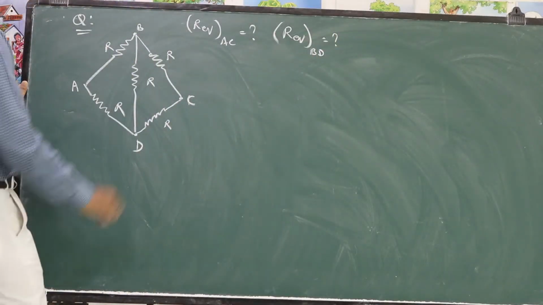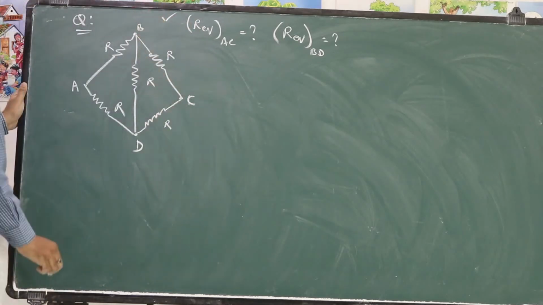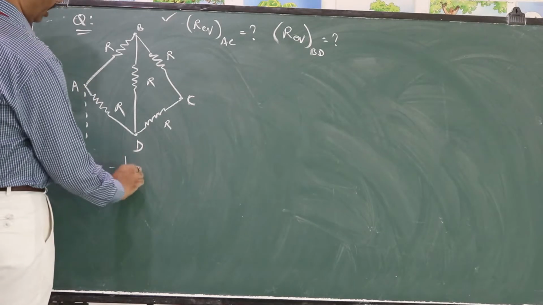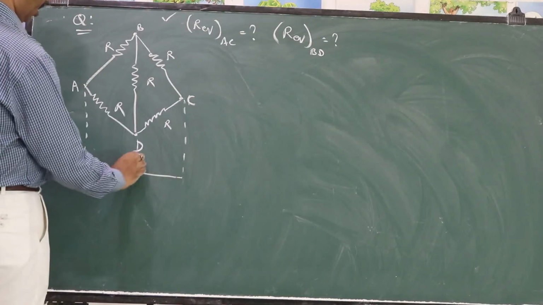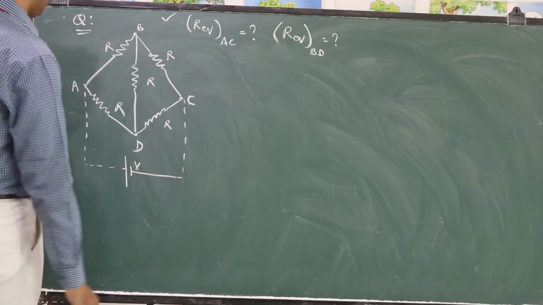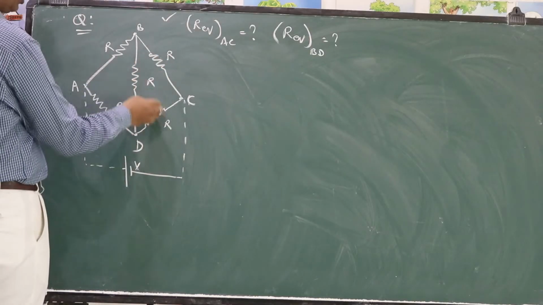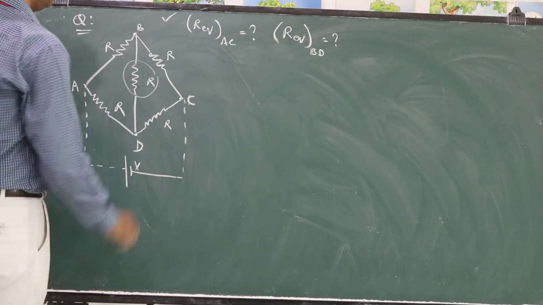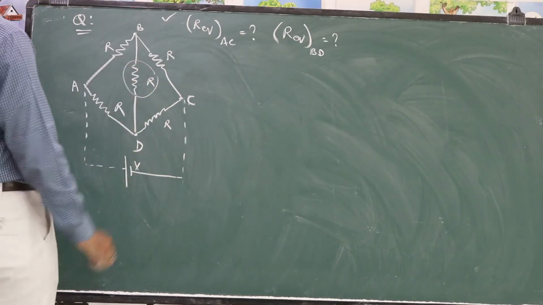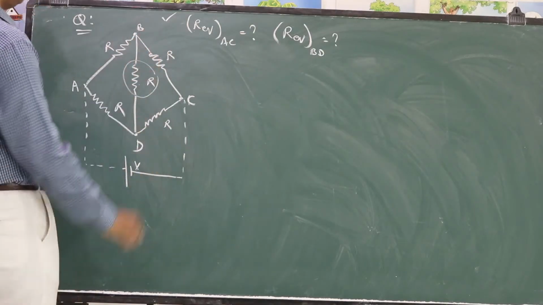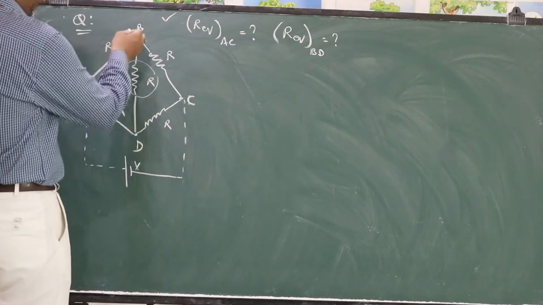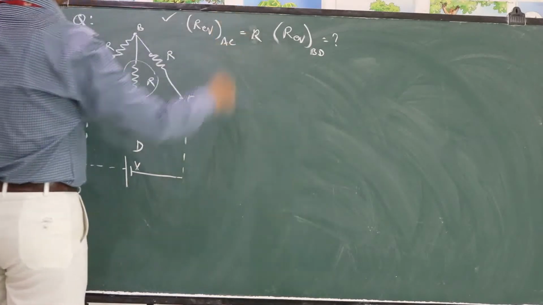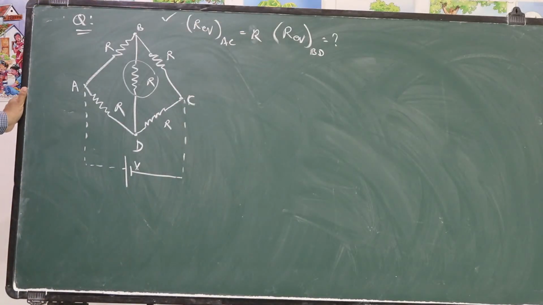So first of all, let me solve the first question. Between A and C, I would like to find the equivalent resistance. So I should join a virtual cell between A and C. Let V be the EMF of the cell. Clearly it's a Wheatstone bridge. Ratio of resistances are the same. So this resistance is inactive. No current is passing through this branch. So you can omit this. Then the equivalent resistance is R and R in series combination. So it becomes 2R, 2R, 2R, 2R, parallel to each other, which means R. So R equivalent becomes R in the first case.